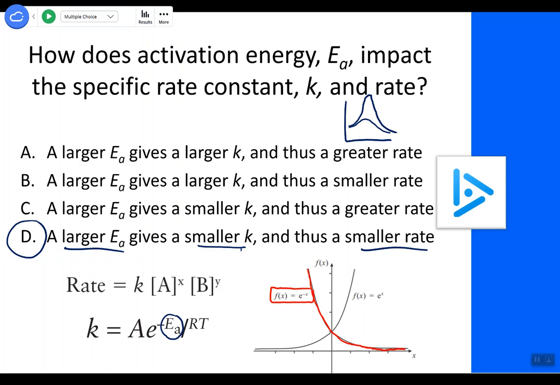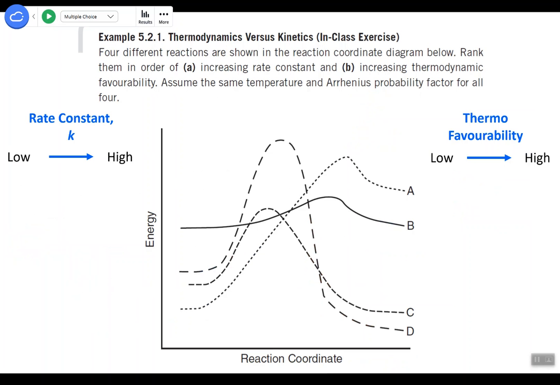You can also think about the function of e to the negative x. This is e to the negative EA. As EA gets bigger, it's even more of a negative exponent. That makes K smaller. Or if you want to think about the e to the power x that goes this way, it gets more negative and goes this direction. So you can think about it from the formula, you can think about it from the diagram. Either way, we end up with a slower reaction rate when we have a big activation energy to overcome.